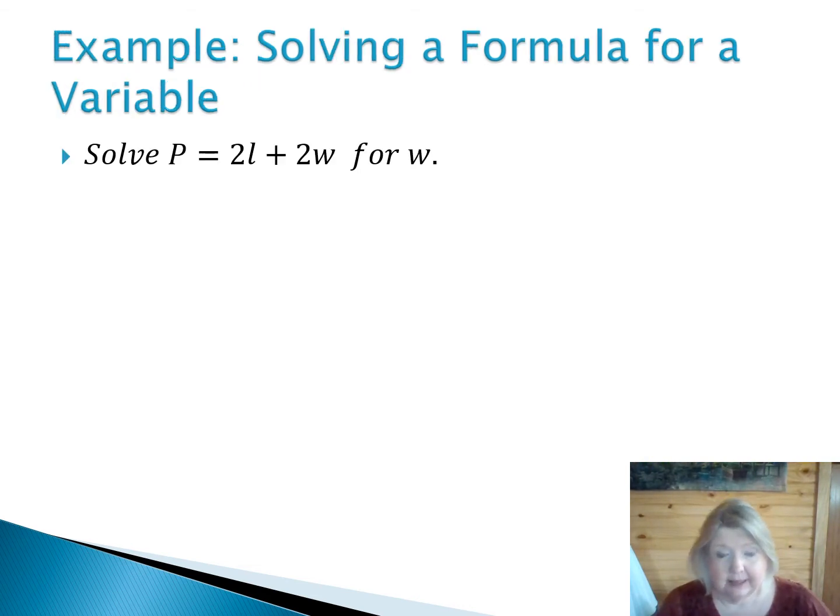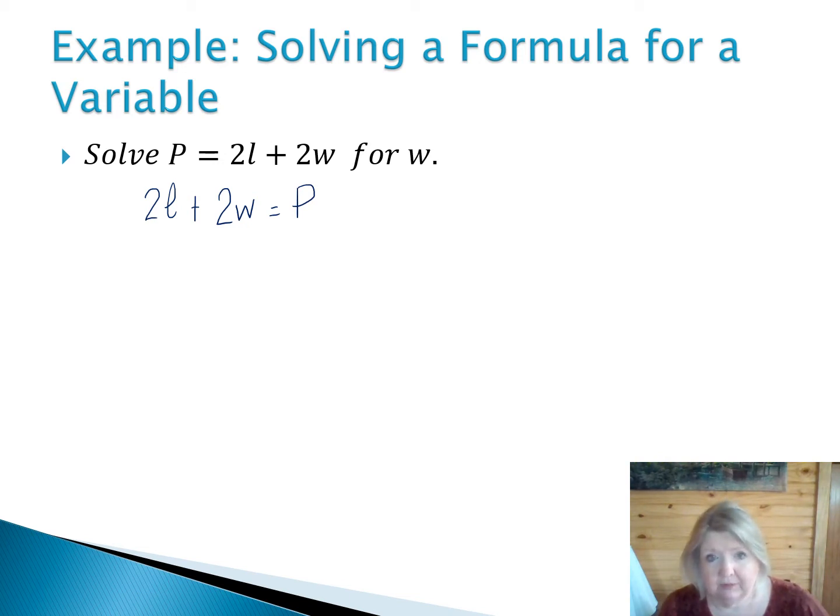Let's begin with a very familiar formula, the perimeter of a rectangle. Perimeter equals twice the length plus twice the width. And we're going to solve for width, for W. So I want to start off by getting W on the left-hand side so that I will end up with W equals. Now the simplest way of doing this is just to move the right-hand side to the left and the left-hand side to the right. That way I'm not changing anybody's signs.